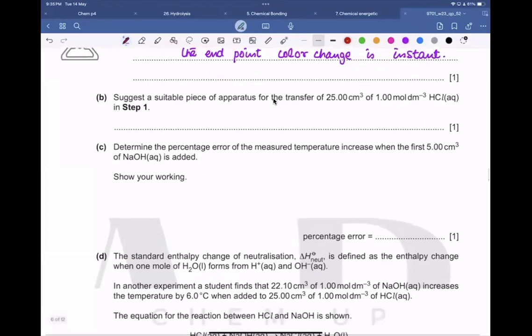Okay. Now, suggest a suitable piece of apparatus for transferring 25 centimeter cube of 1 mole per dm cube HCl in step 1. So I think it's understandable to all of you that we are going to use a volumetric pipette, right? Yeah, a burette can also be used, but whenever you are doing the titration, the first thing is added by pipette, that is the 25 centimeter cube. And the other one we are adding with the burette, right?